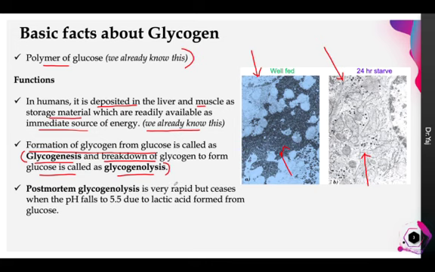The process of glycogenolysis is affected by pH, and you can see here from the information provided in this part of the slide that post-mortem glycogenolysis is very rapid but ceases when the pH falls to 5.5, because accumulation of lactic acid, or lactic acidosis, leads to the inhibition of the process of glycogenolysis. So this is a take-home message for you which you should remember.